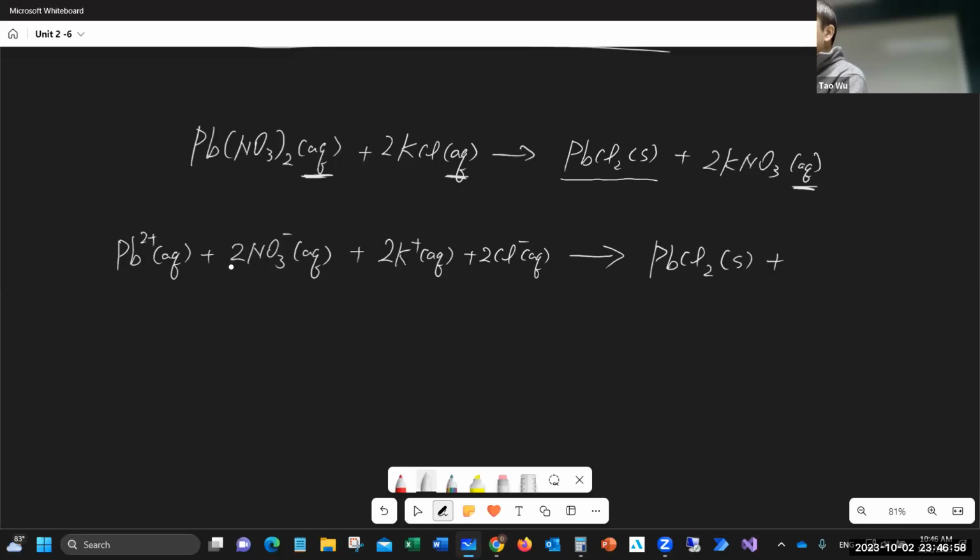And then for the potassium nitrate, since this guy is soluble, they have 2 potassium ions and also 2 of the nitrate ions. Okay, so this is what we call the complete ionic equation.